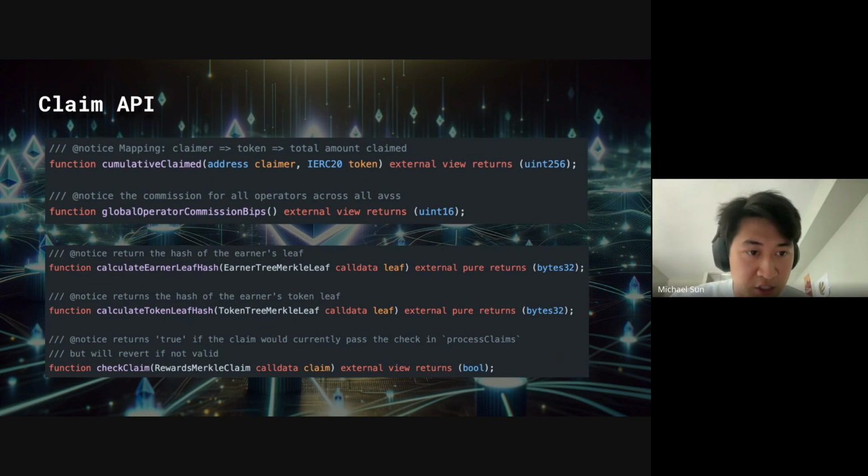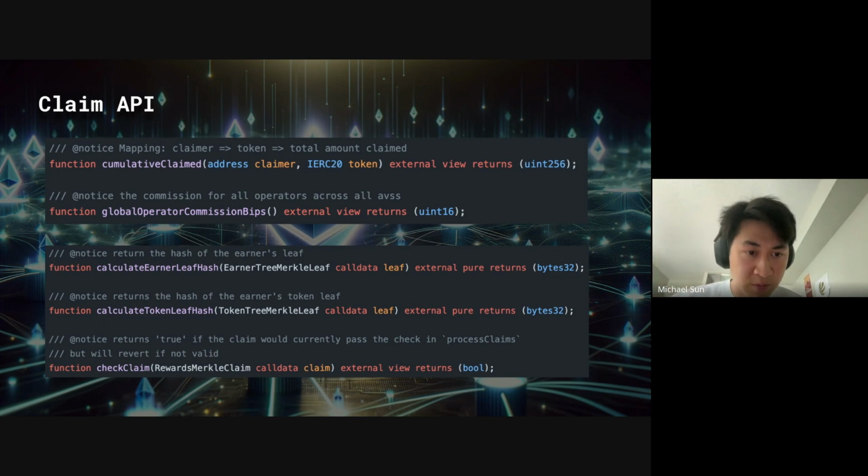So here are some important struct mappings and view functions that can be useful, especially if you're an institutional operator or an LRT and you want to calculate these Merkle proofs on your own and generate them, rather than using our UI that will launch, with, as Scott was mentioning, selecting checkboxes of different tokens.